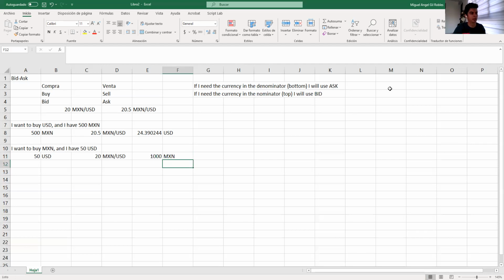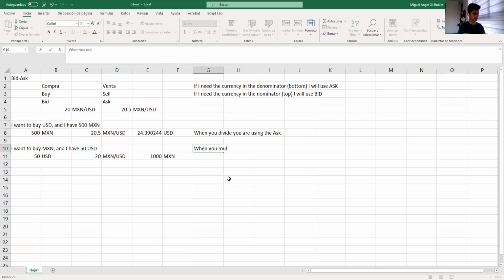Another tip that can help you, and this is a more advanced tip, but you can also write it down. When you divide when converting the currency, like in this case, you are using the ask. That's also another tip that you can follow. And when you multiply, like in here, you are using the bid. Okay? So this is also interesting.